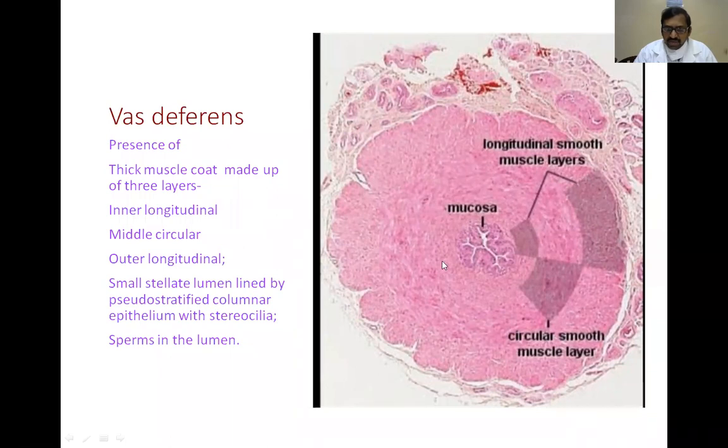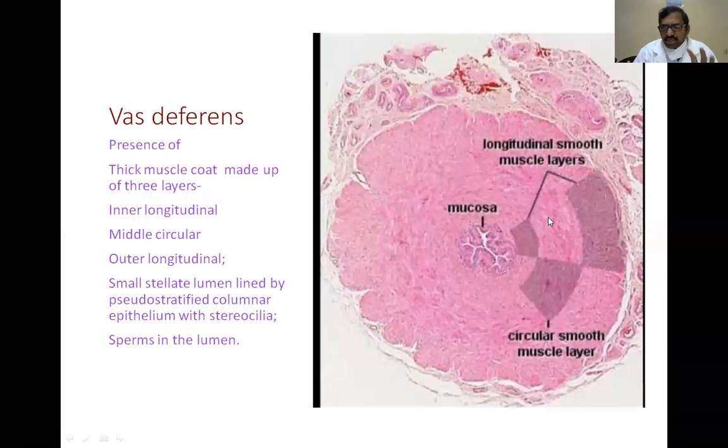This is very important. Why is the vas deferens made up of a thick muscle wall? Because during ejaculation, it must squeeze, or contract, to push the spermatozoa into the prostatic part of the urethra. For this purpose, it has a thick wall. The muscles are nothing but smooth muscles.